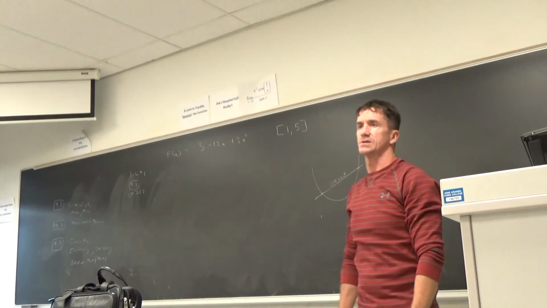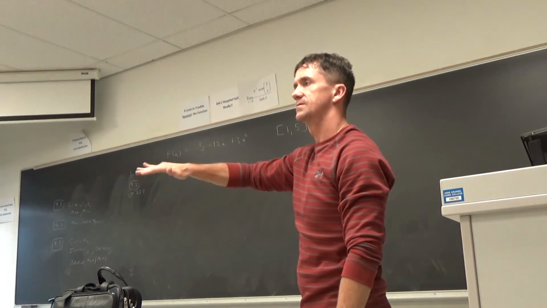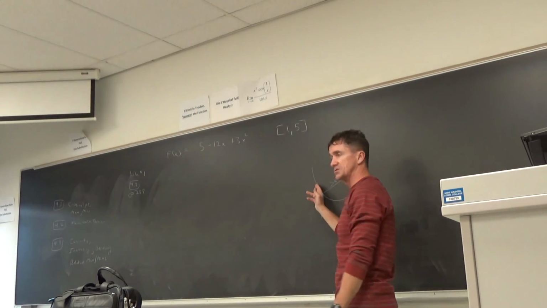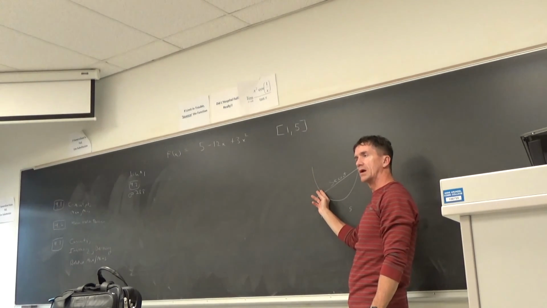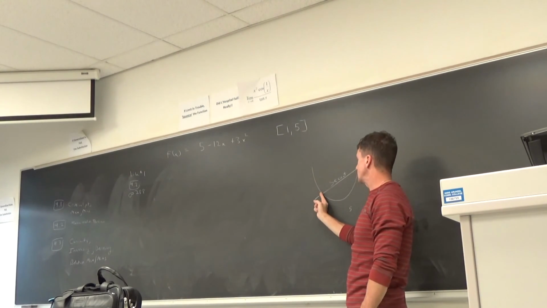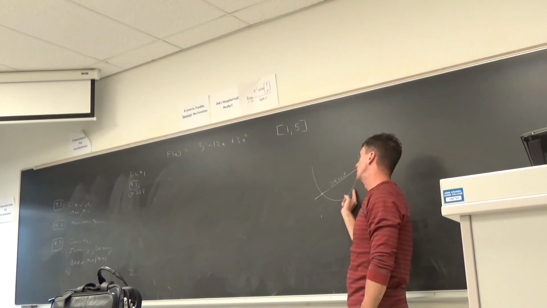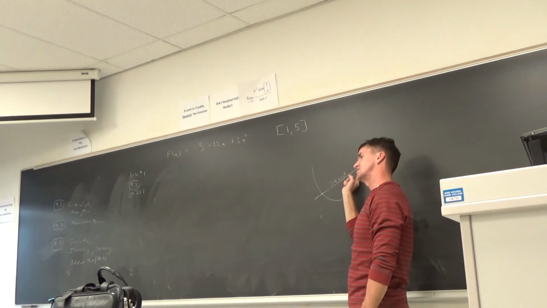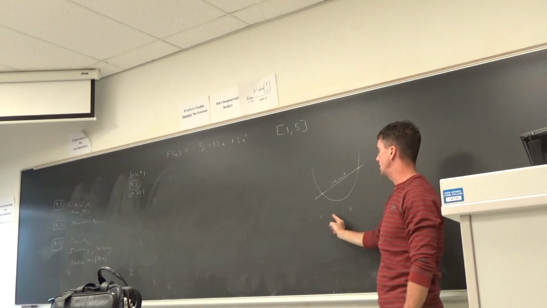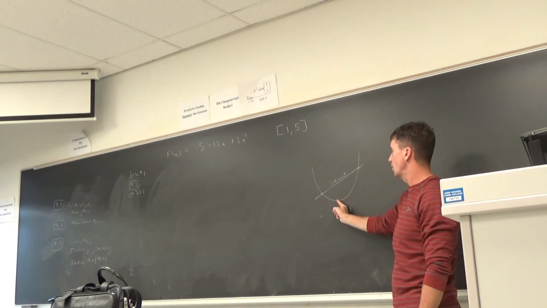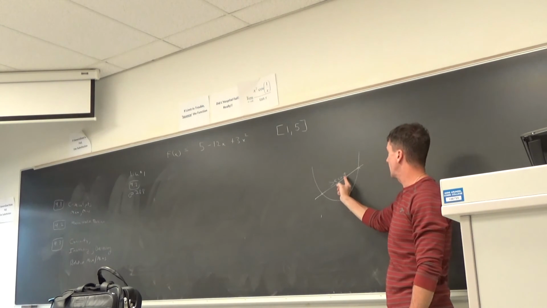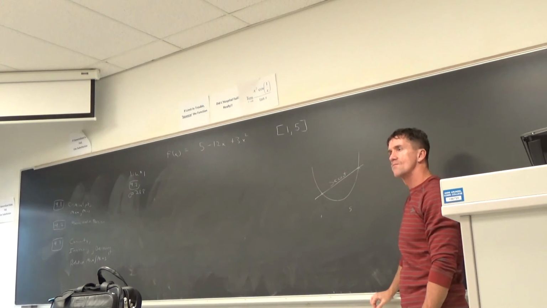Mean value theorem says this: as long as your function is continuous and differentiable, with no crazy corners, no breaks, no jumps, but nice and smooth like a polynomial, then somewhere between x equal to 1 and x equal to 5, there has to be a point on your curve where the slope of the tangent line is parallel to that secant line.